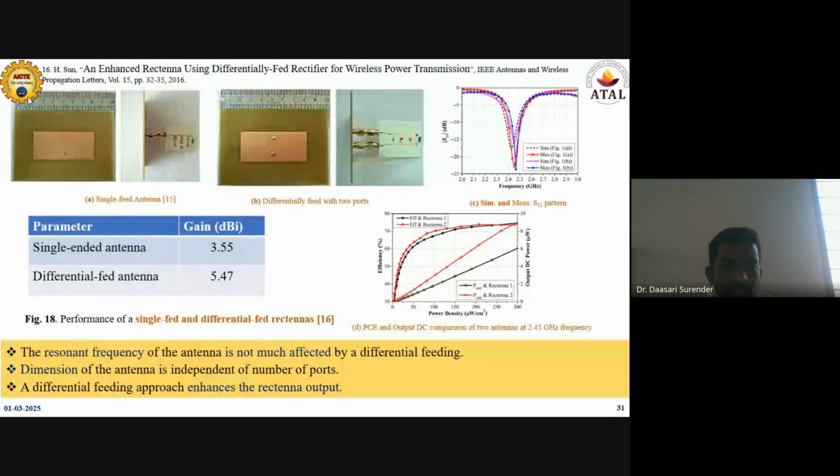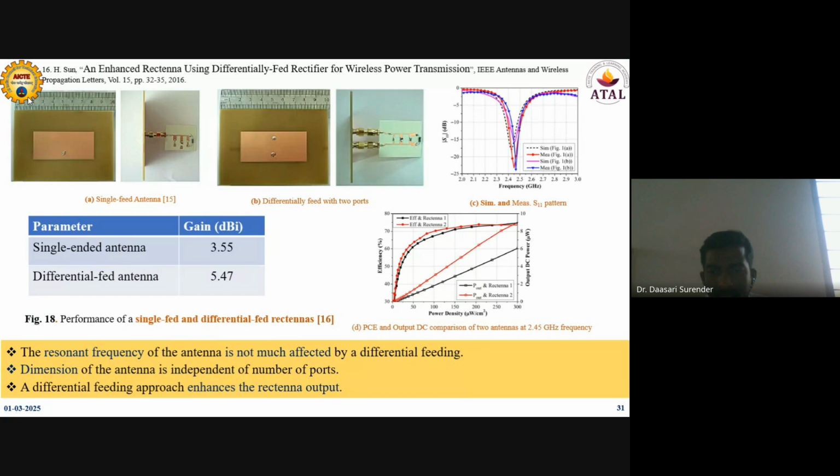In figure 18A, this is the single feeding, and in B, the differentially fed antenna. In the table, it can be seen that the single-ended antenna, that is the single feed antenna, gives a maximum gain of 3.55 dBi, and the differentially fed antenna gives 5.47 dBi. It's almost a 2 dBi increment with the differential feeding approach.